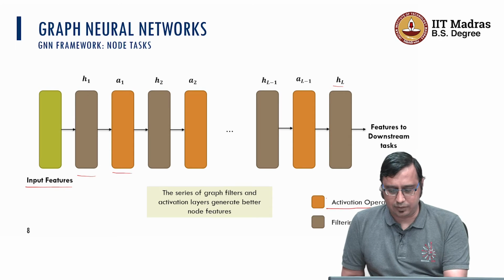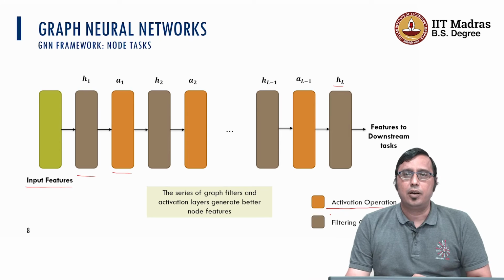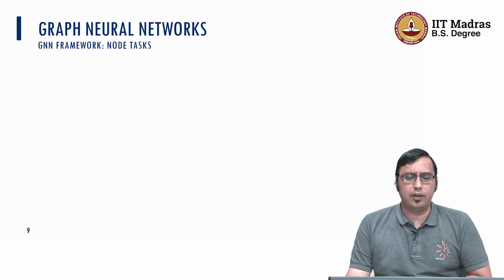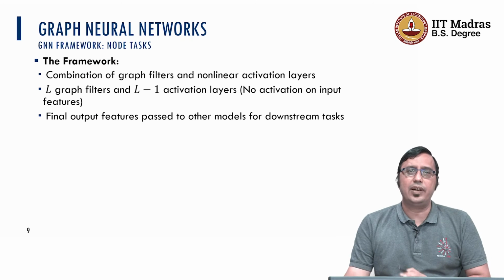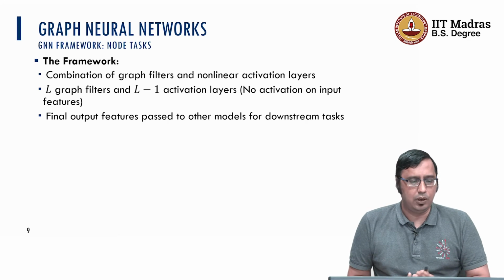Activation operation is denoted as orange and filtering operation is denoted as brown. Now let's look at how it turns out in terms of mathematical operations. So the framework here is the same as I told you.